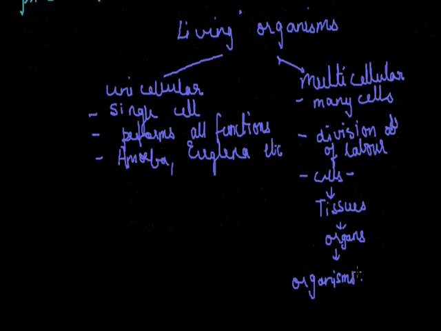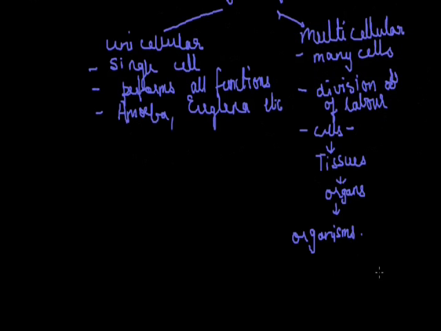In multicellular organisms, there is a division of labor due to the occurrence of many cells. The cells first form tissues, tissues form organs, organs then form the organism, and various functions are performed by different organs. There are special organs for excretion, special organs for respiration, special organs for digestion. So these are the features of the multicellular organism.